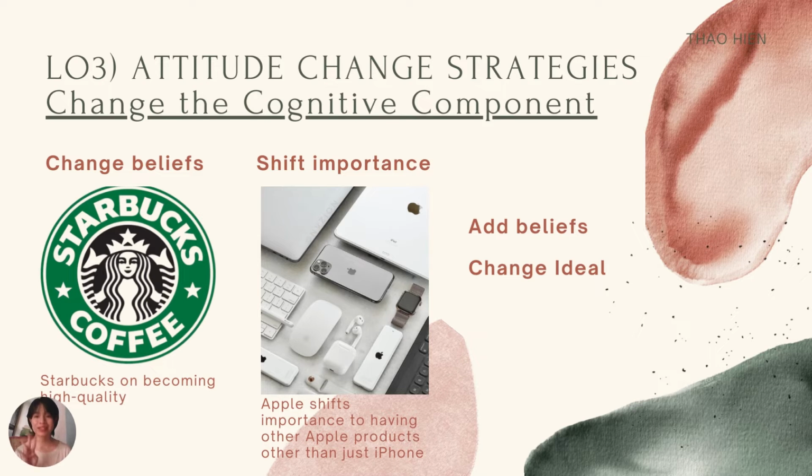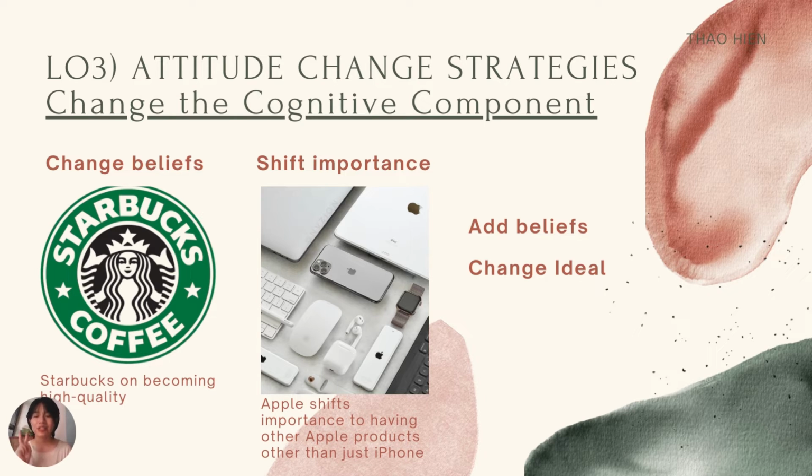There are four aspects to consider when attempting to change cognitive components. The first one is to change beliefs. Here, marketers shift how consumers perceive brands' performance on one or more attributes. To illustrate, Starbucks was once perceived as the third place, and now it has joined the high quality section.